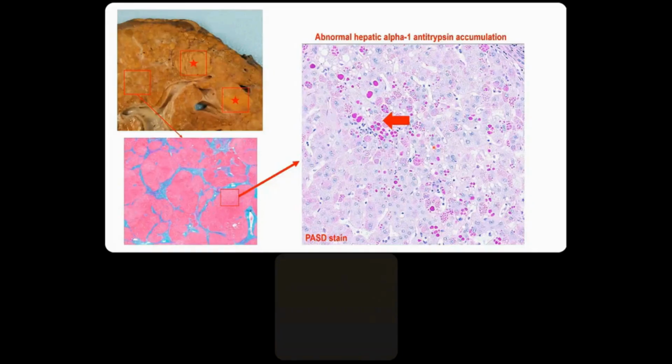And in this case, a PASD stain of the background liver highlights abnormal alpha-1 antitrypsin accumulation within the hepatocytes, as shown nicely here by this red arrow. And therefore, this was a case of multifocal HCC arising from cirrhosis due to alpha-1 antitrypsin deficiency. And this was confirmed genetically to be of the PiZZ genotype.